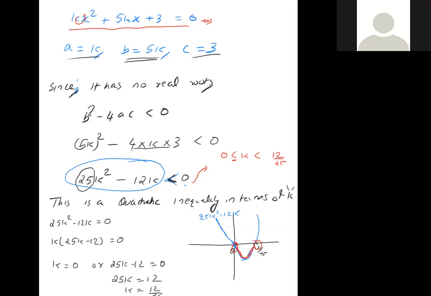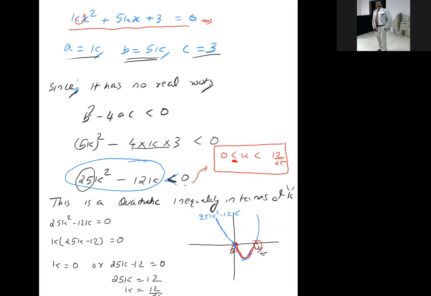Correct? So we know that if it is not a quadratic equation, that means it has no real root, correct? Yeah. So did you get my point? We have to include k equal to 0 also in this inequality. Why? Because if k equal to 0, that means it is not a quadratic equation.